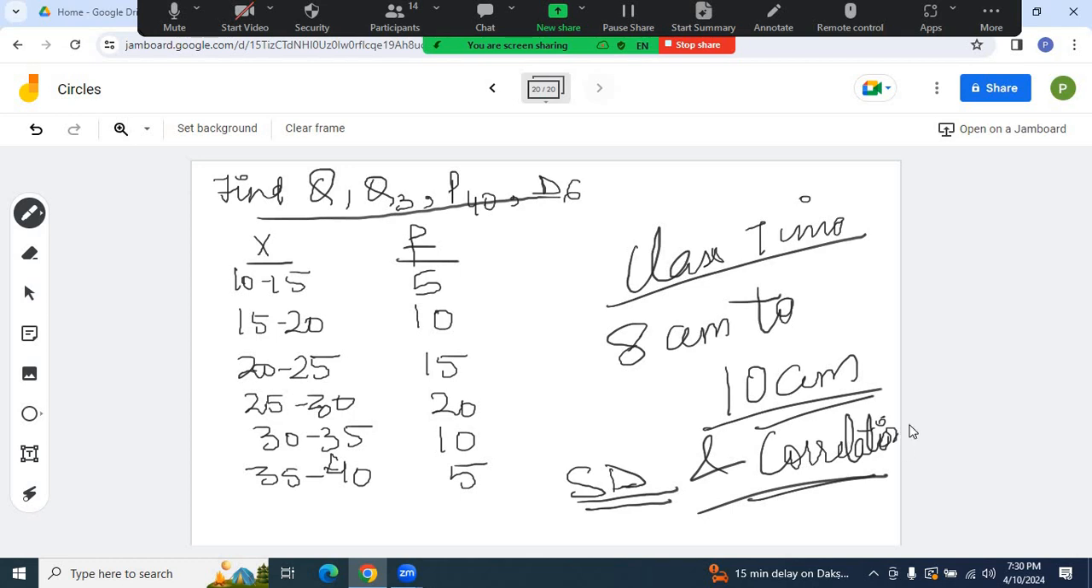Correlation is very easy, very interesting. Standard deviation requires your efforts and more calculation, because the calculations are difficult. Not very difficult, but you need to use a calculator. And correlation is a very simple topic, right?